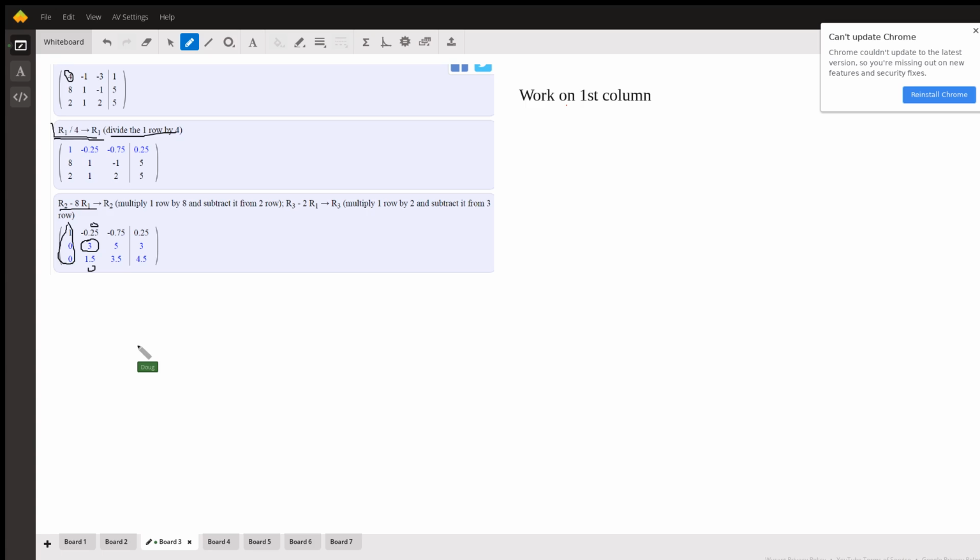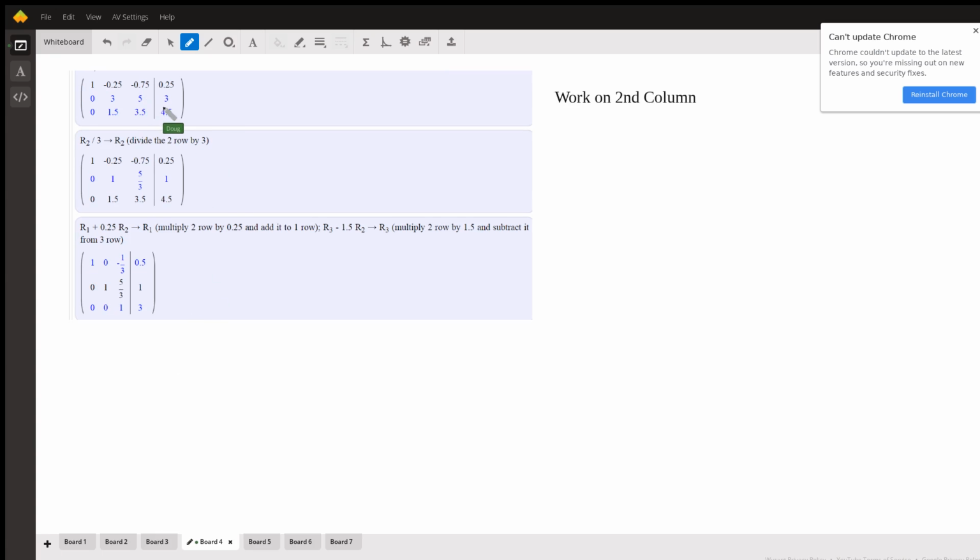And we'll be 2/3 of the way there. There's what it looks like. Here's where we were on the previous board. We divide by 3 to make this a 1. Then we add multiples of row 2 to row 1. So we're going to multiply this by 0.25 and add it to this row, and that'll become a 0. But we have to do that for every element in that row. So we're multiplying this by 0.25 and adding to negative 0.75. And that's where we get the negative 1/3.